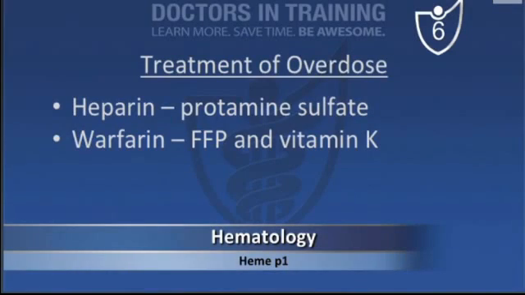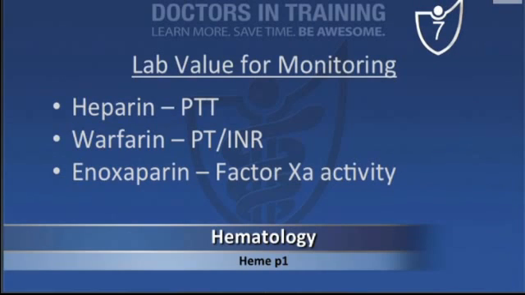What are the treatments for overdose of heparin and warfarin? So for heparin, it's protamine sulfate. For warfarin, it's fresh frozen plasma and vitamin K. Lab value for monitoring heparin is your PTT. For warfarin is your PT, but more appropriately your INR. And typically, we want to keep the INR between 2 and 3 for most diseases where you're requiring warfarin. INR of 2 to 3 is pretty standard. In some rare cases, the INR needs to be like 2.5 to 3.5, or sometimes 1.5 to 2.5, depending on the disease. But in general, think 2 to 3.